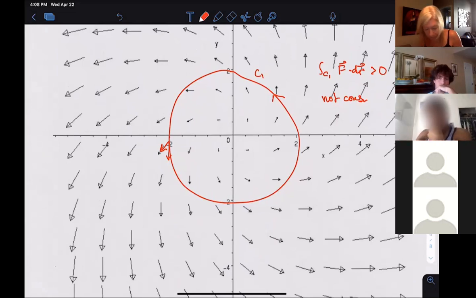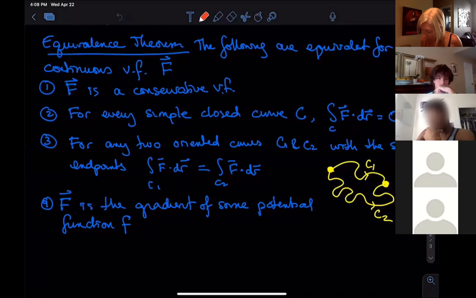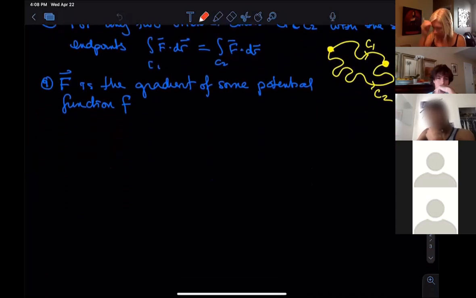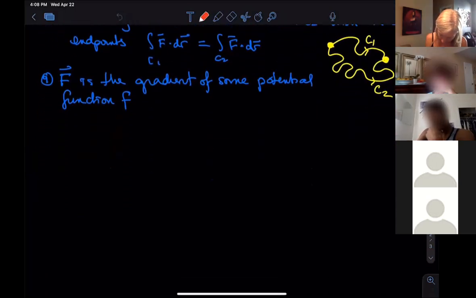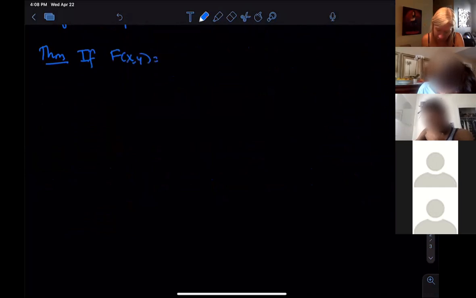Okay, so that's what being conservative looks like. So here's another theorem. The theorem with no name. It says, if I have a vector field, and let's just call the components P and Q. So the first component function is P, the second component function is Q.